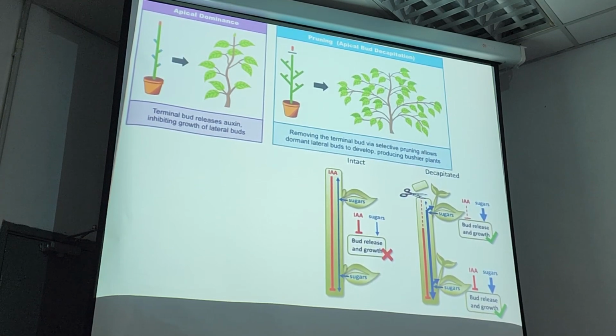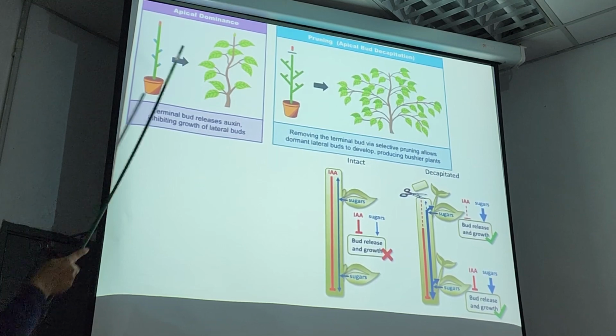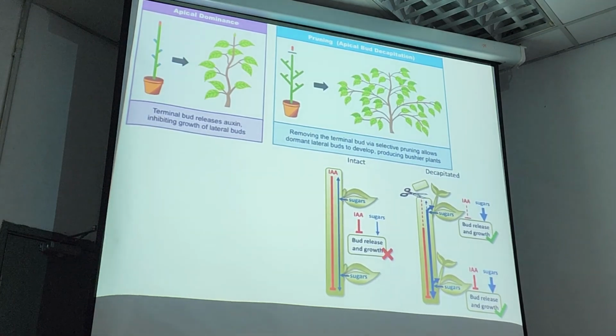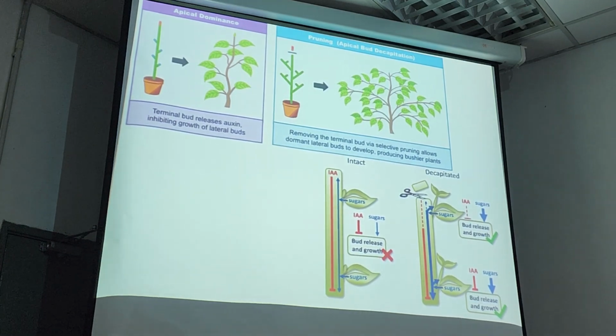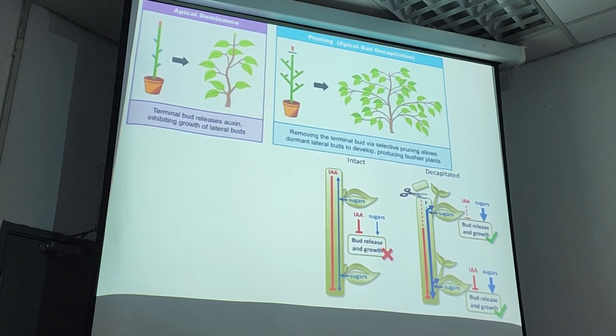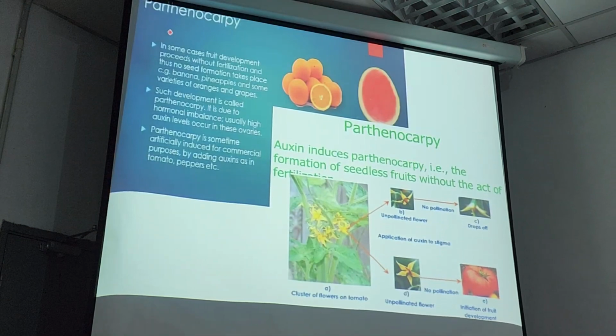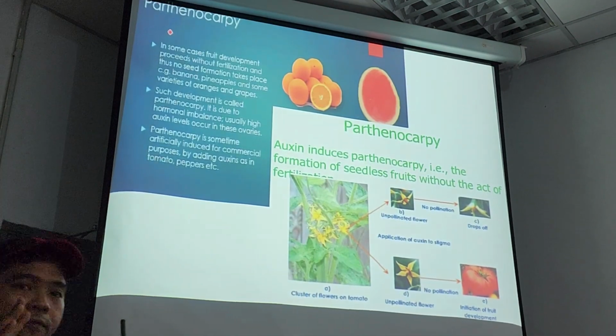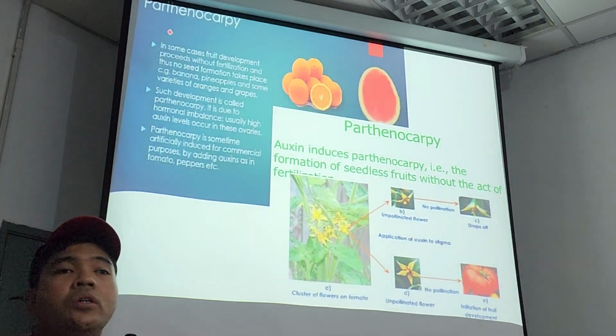Right. So it's not a good practice if you only leave your plant that way. Okay. But of course, there is the art of pruning and trimming. You don't want to cut too much until your plant is stressed. If you keep on cutting, it hasn't got enough energy to regenerate. Surely it's going to die, right? So this needs to be done accordingly. And then the second thing is parthenocarpy. Parthenocarpy is the formation of fruits without fertilization.